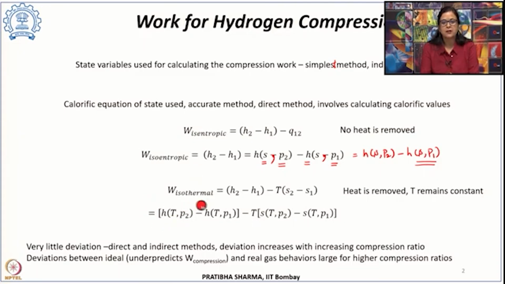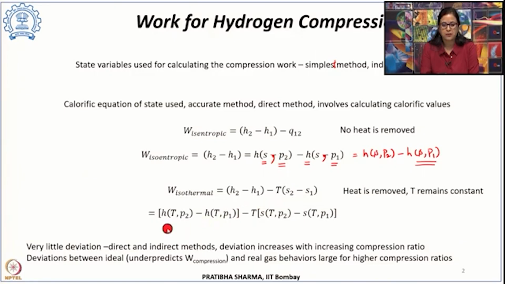However, if the process is considered to be isothermal, that is, as we compress we remove the heat which is being generated in the process such that the temperature remains constant, then the work of compression, considering again the calorific equation of state and the calorific values, is given by the difference in the enthalpies in the two states minus the constant temperature times the difference of the entropies in state 1 and state 2.